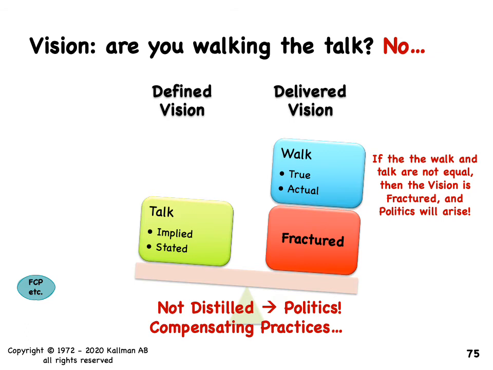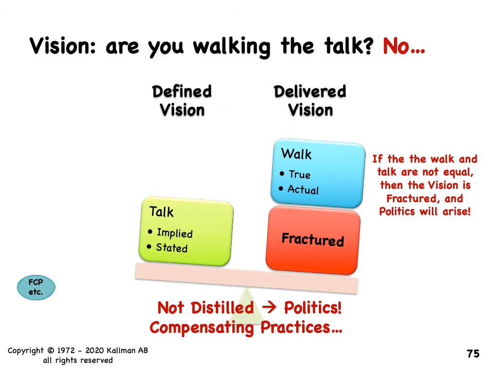So, conversely, if the vision's not in balance, if you answer the question about your vision, are you walking the talk? And your answer is no. If they're not equal, then the vision is fractured. And almost without exception, I can guarantee you that politics will arise. Basically, with a fractured vision, that means it's broken. Well, that means it's probably in at least a couple of pieces. That means you have probably at least two or more visions, which means, by definition, you have division.